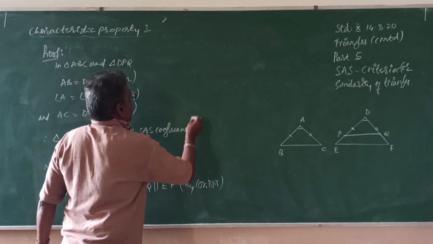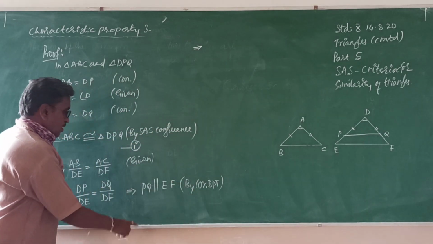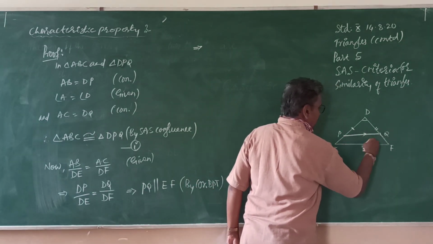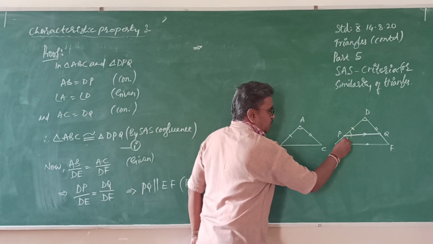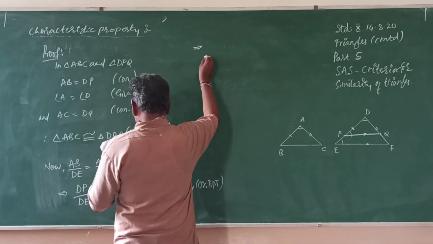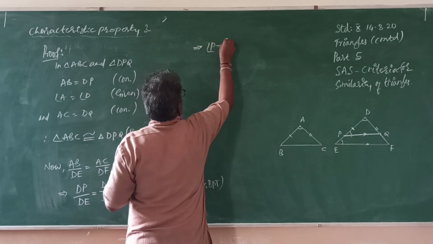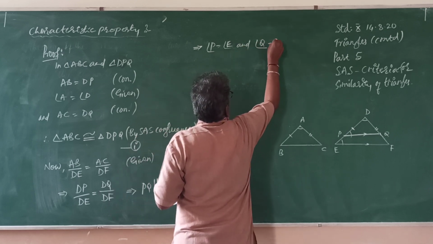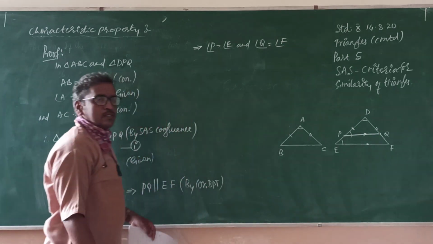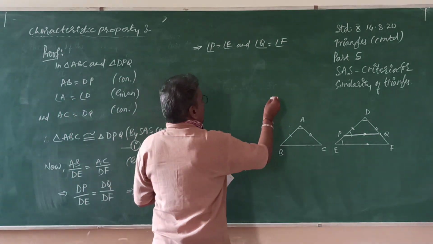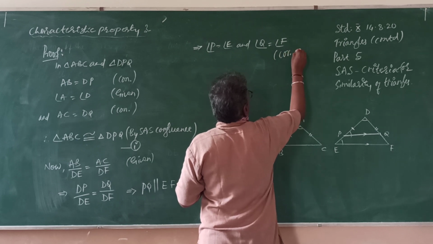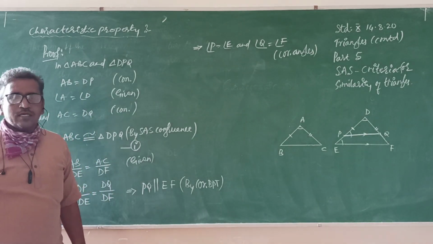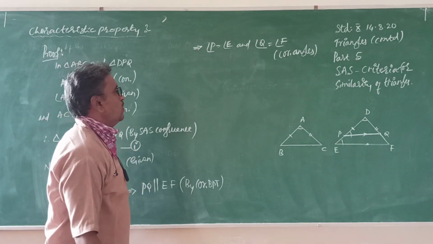Therefore, it implies PQ is parallel to EF. So at that time, corresponding angles are equal. Therefore, angle P is equal to angle E and angle Q is equal to angle F. The reason is corresponding angles. We know that when two parallel lines are cut by a transversal, the corresponding angles are equal.